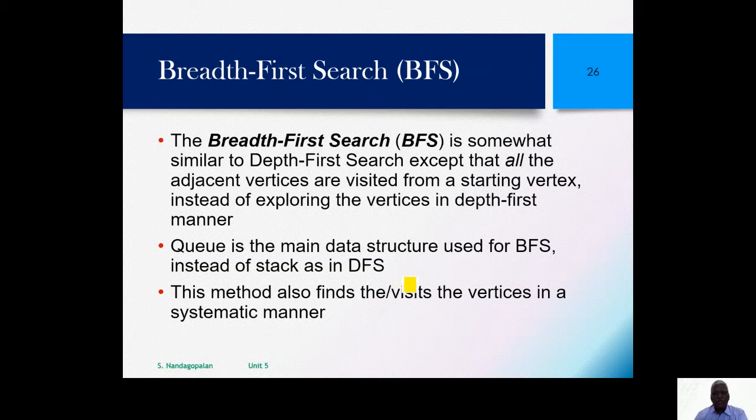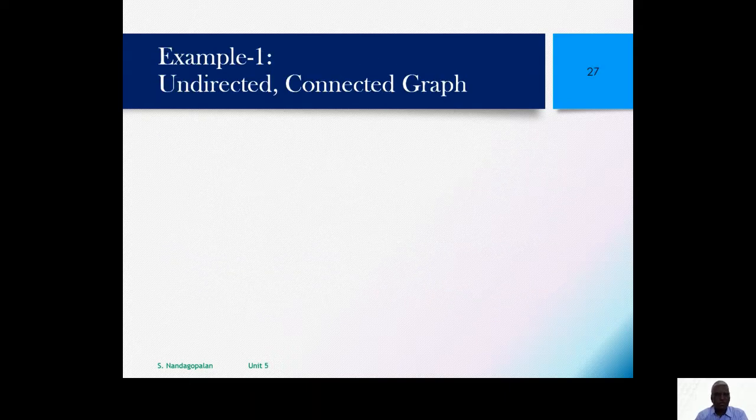As usual, this visits all the vertices in a systematic manner, so we don't get into cycles or loops and revisit a vertex. All these things are avoided, and we will store the next vertex to be explored in a queue. I will also show you the traversal of the graph using BFS along with the queue contents, so that it is easy to follow.